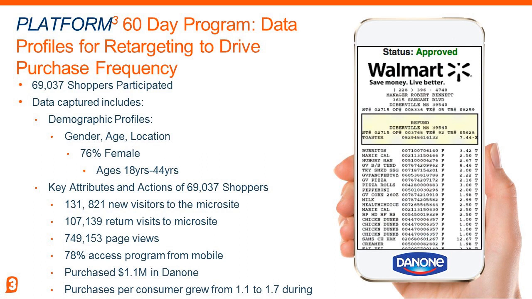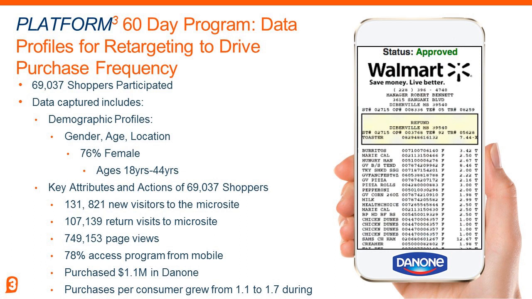In terms of results, this was a 2-month promotion. We had over 69,000 shoppers who had registered for this promotion. Now the great thing about our platform is that we have full data profiles on every single one of these 69,000 plus consumers. So we have demographic profiles, gender, age, location, we have opt-in email. So for example, the demographics for this program were 76% female between the ages of 18 to 44.